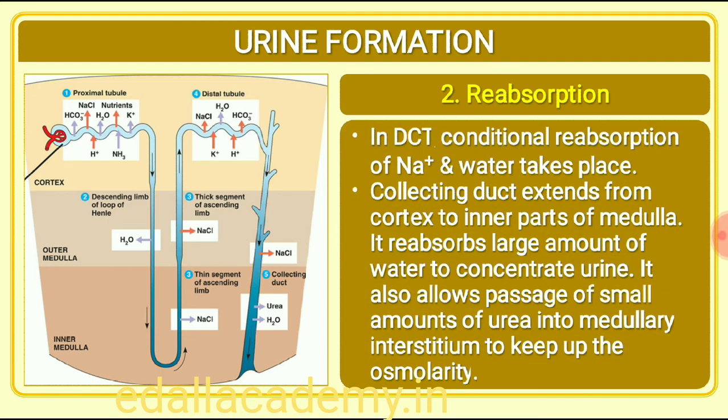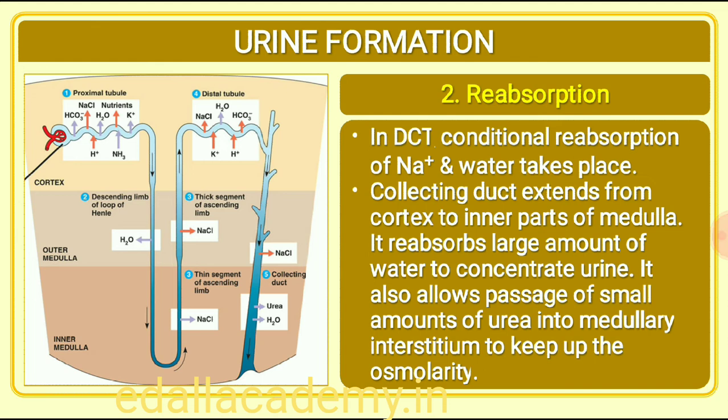Distal convoluted tubule, DCT. Conditional reabsorption of Na+ and water takes place in this segment. DCT is also capable of reabsorption of bicarbonate ion and selective secretion of hydrogen and potassium ions and NH3 to maintain the pH and sodium-potassium balance in blood.